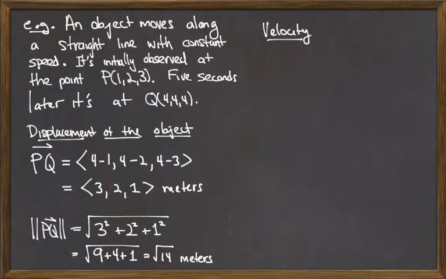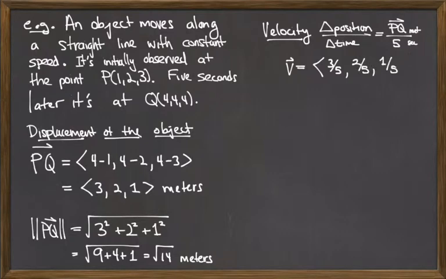Another natural thing you might look at is the velocity of the object. Velocity is a vector. It's the change in position, that's this displacement, over the corresponding change in time. So for us, it's the vector PQ, which is in meters, and we'll divide by the fact that it took 5 seconds to get between those 2 points, so I'll divide by 5 seconds. What I'm doing here is scaling the vector. I'm taking that vector PQ, and I'm scaling it by a factor of 1/5. So each of the components will be scaled by a factor of a fifth, 3 over 5, 2 over 5, 1 over 5, and I get a new vector which we'll call v.